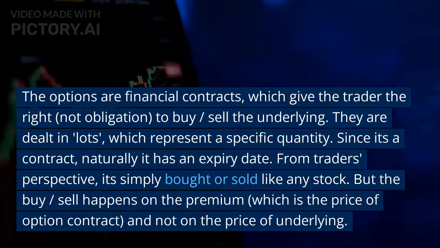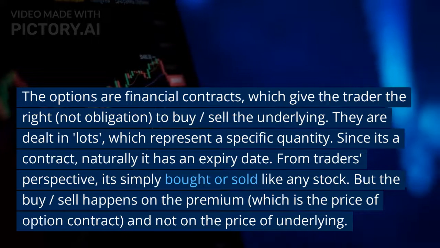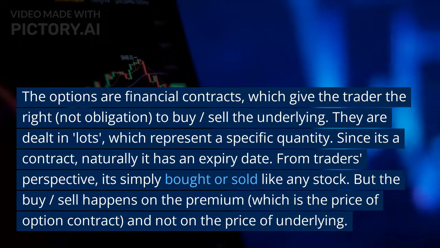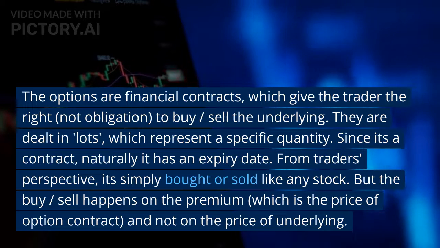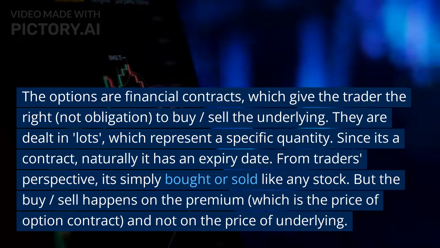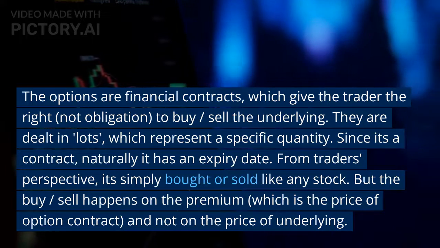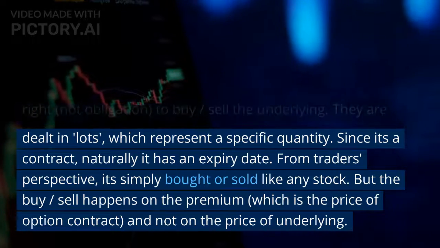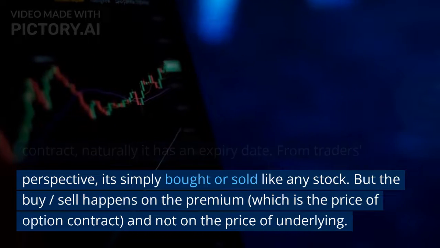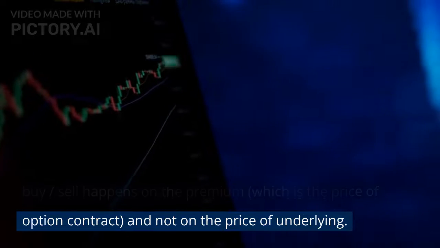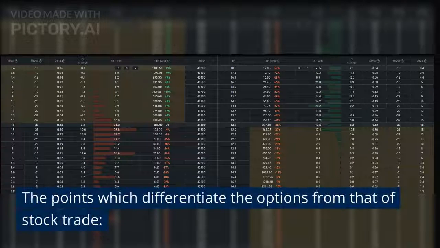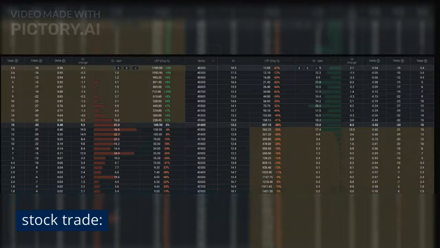They are dealt in lots, which represent a specific quantity. Since it's a contract, naturally it has an expiry date. From a trader's perspective, it's simply bought or sold like any stock. But the buy-sell happens on the premium, which is the price of the option contract, and not on the price of the underlying.